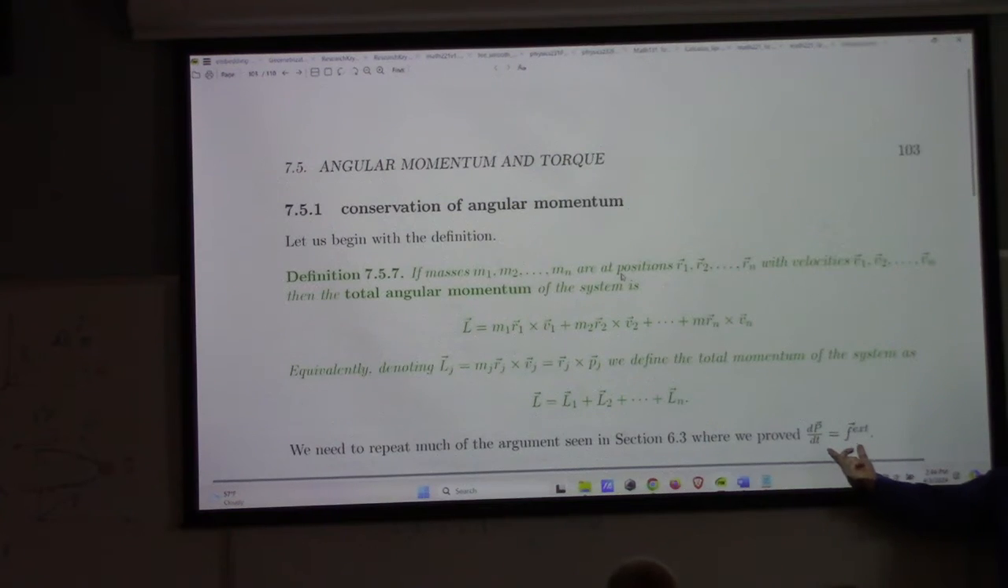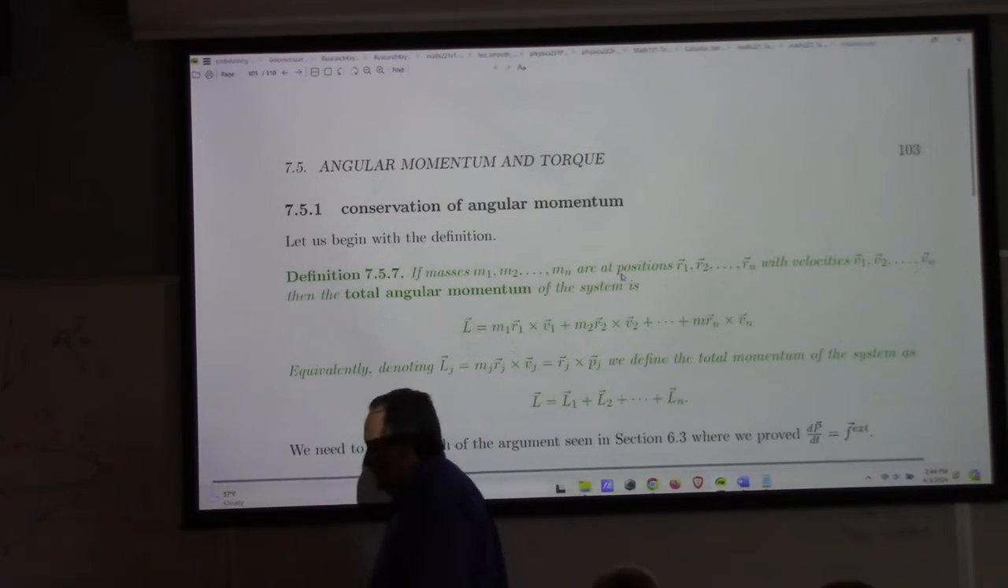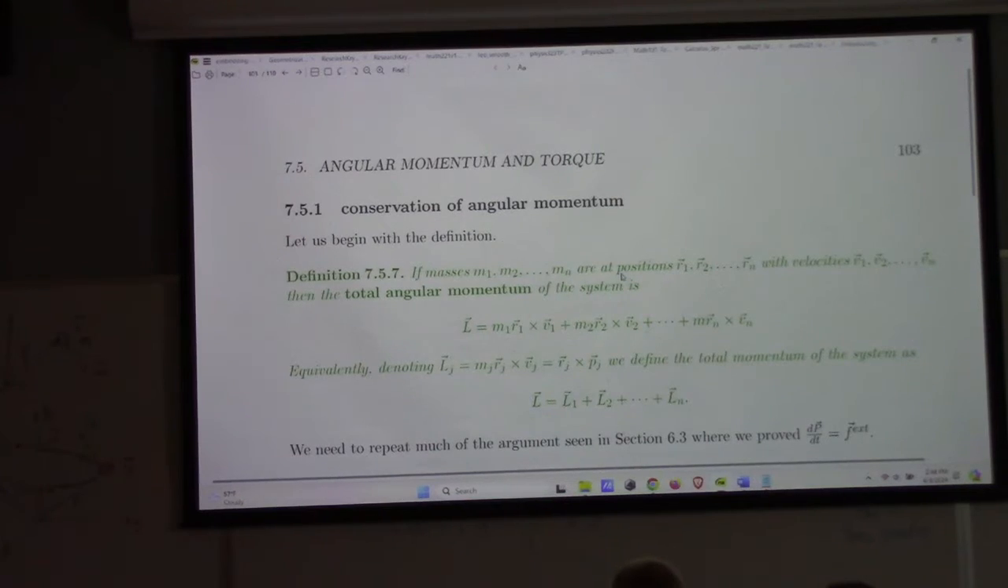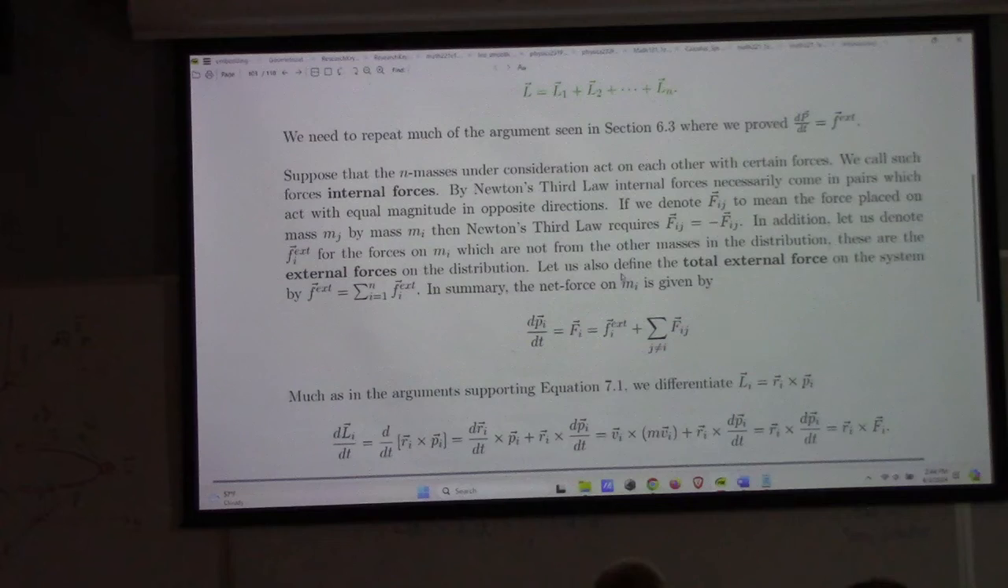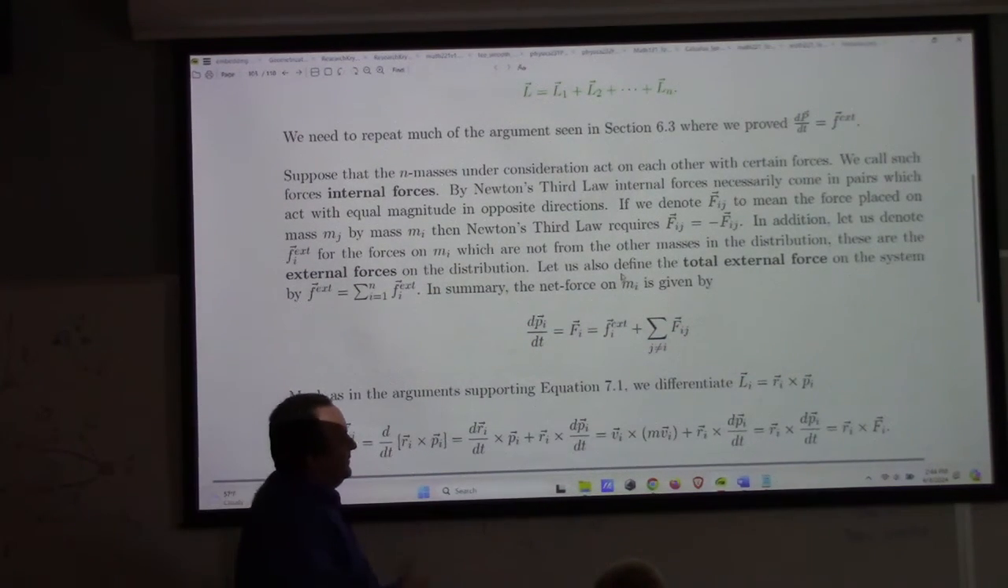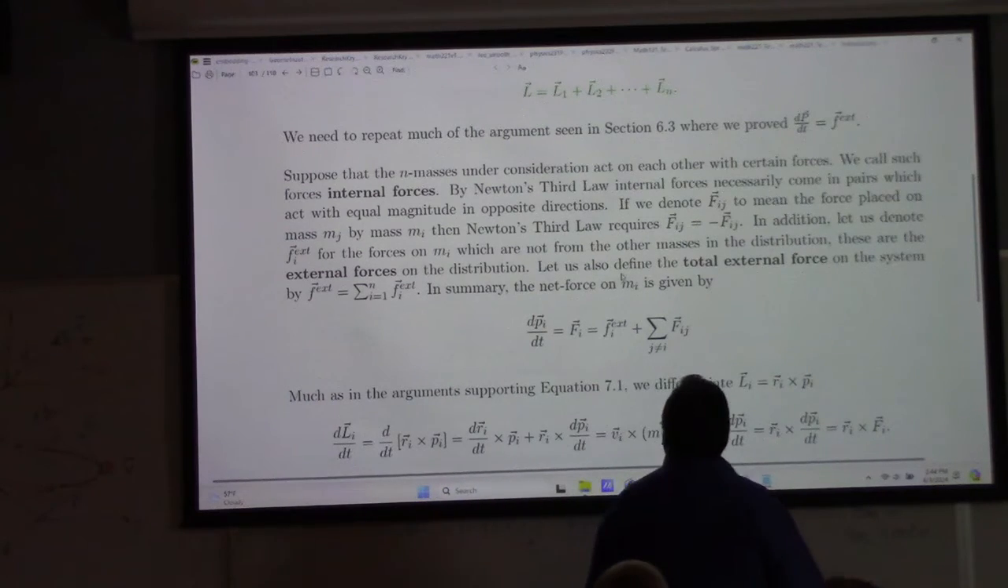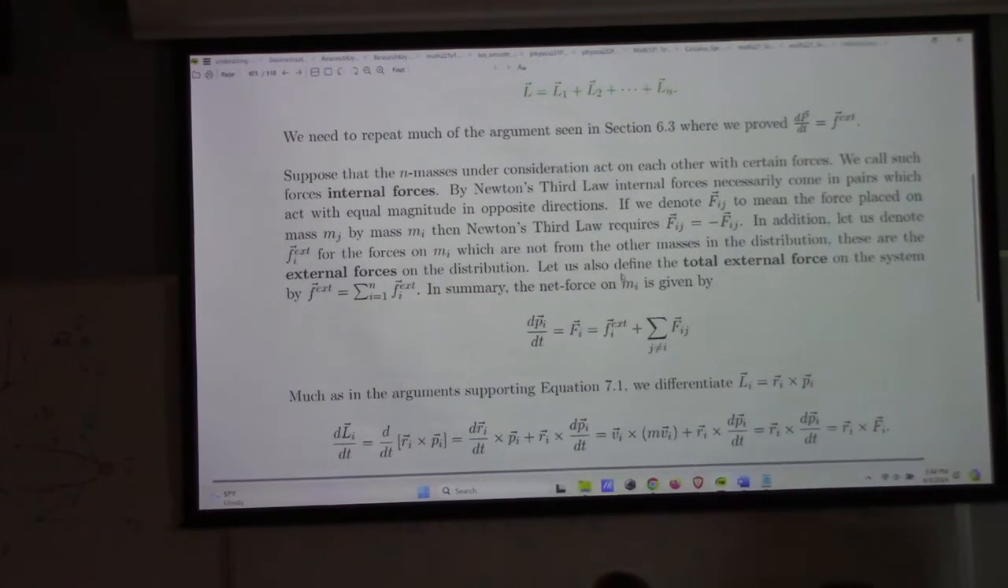As I was just saying, we found previously that the change in the total momentum for such a system is equal to the total external force applied. So now we want to see if we can generalize that result for angular momentum. I sure hope we can. Let's see how. So suppose that the n masses under consideration act on each other with certain forces like we did before. We call those internal forces, right? Remember? Newton's third law said the internal forces have to come in third law pairs. Which were what? They meant they were equal and opposite, right?